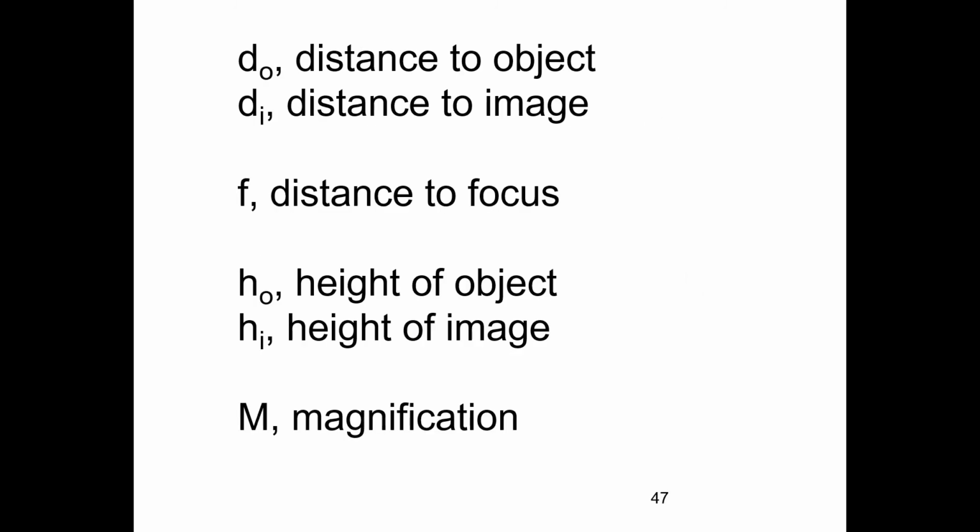First, we need some terms. D sub O, O for object, is the distance of the object. D sub I, for image, is the distance of the image. F is the distance of the focus, or the focal length. H sub O, again for object, is the height of the object. H sub I is the height of the image. And capital M is magnification.